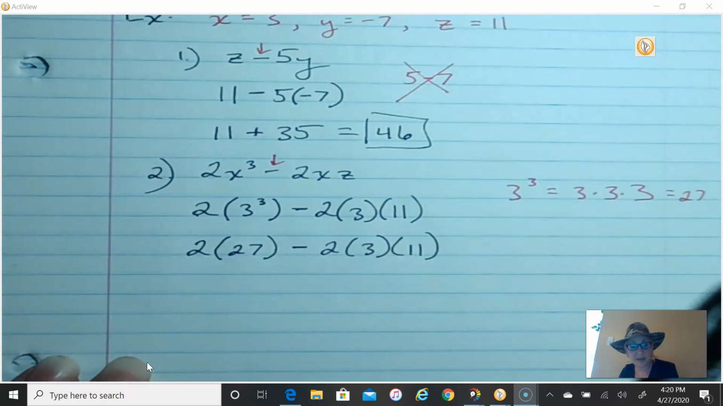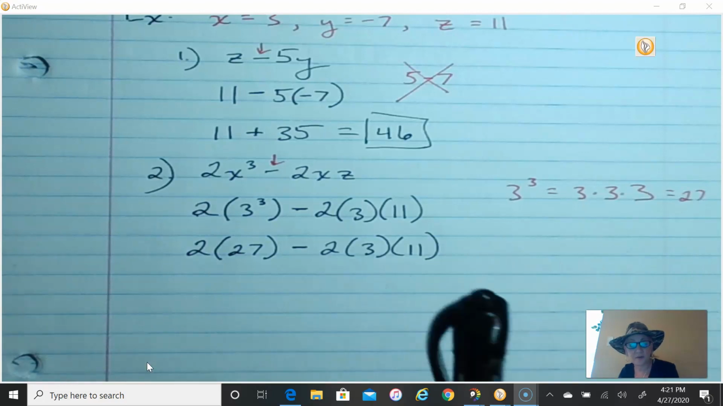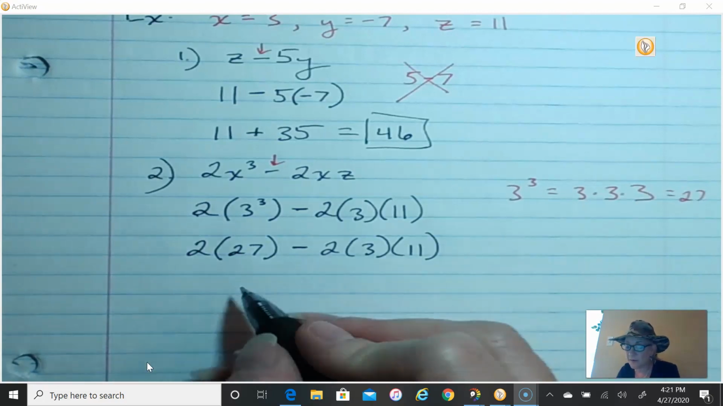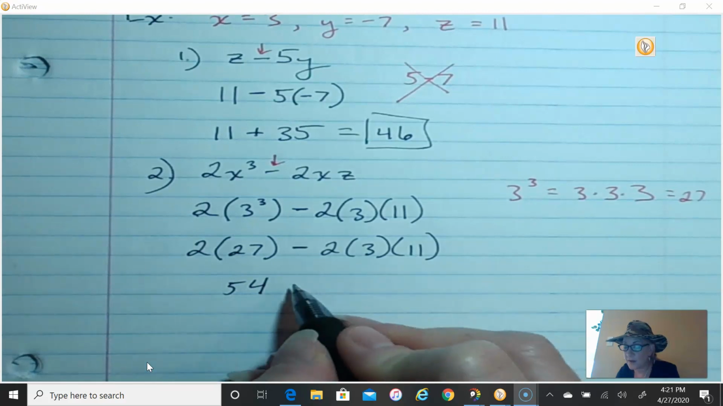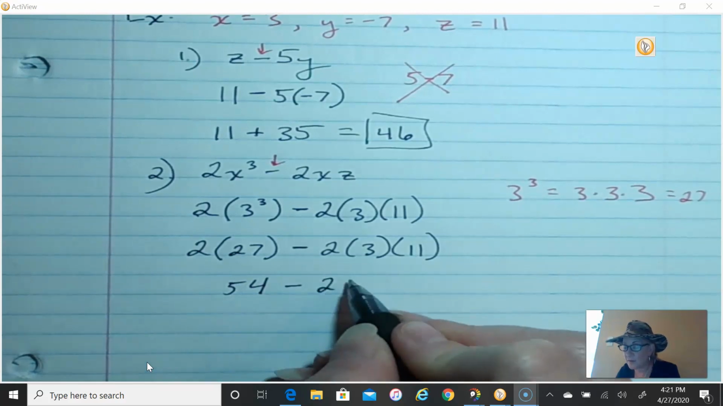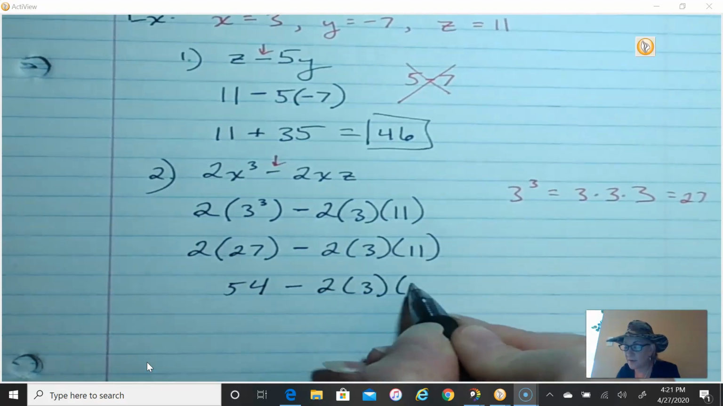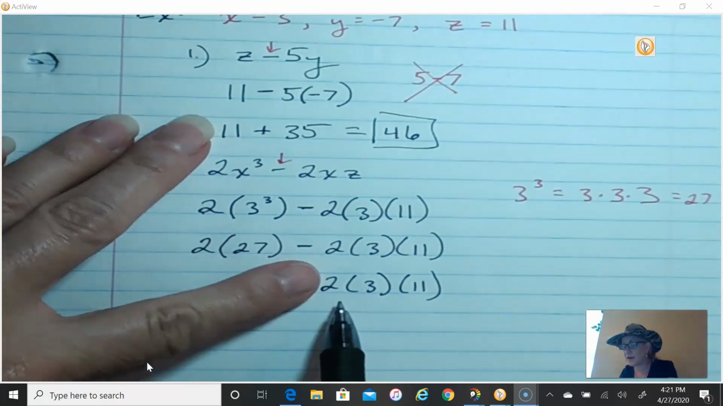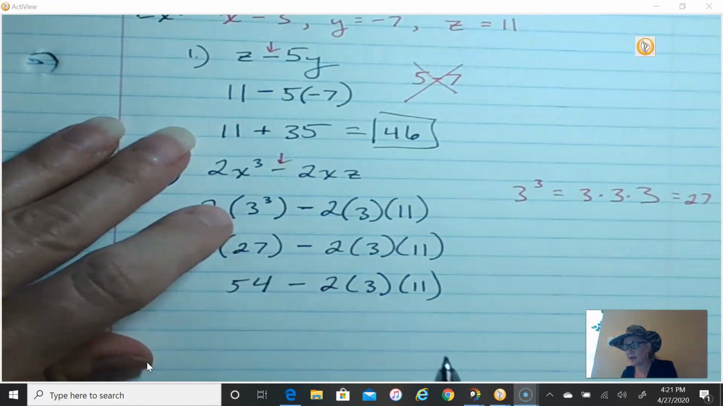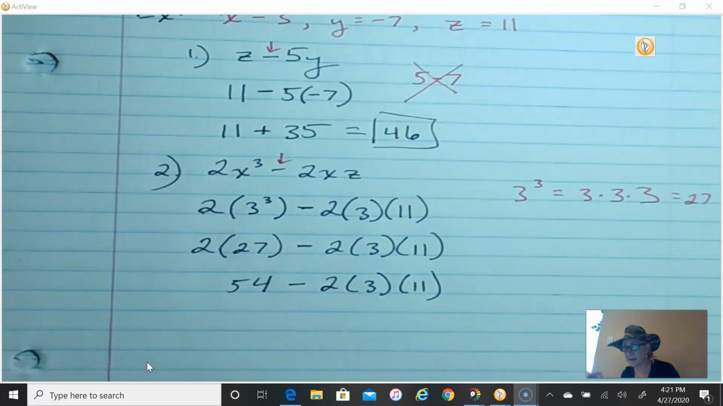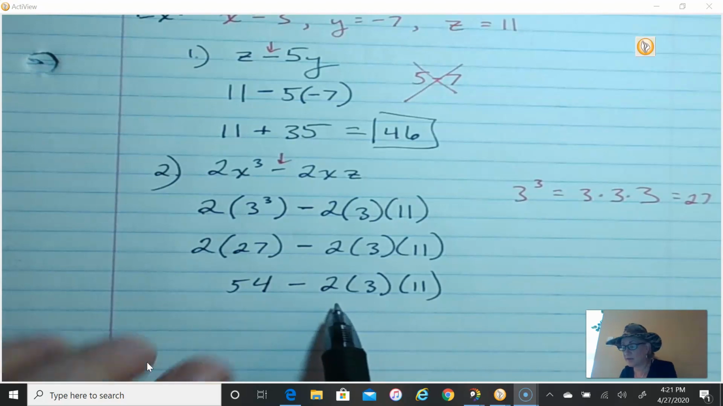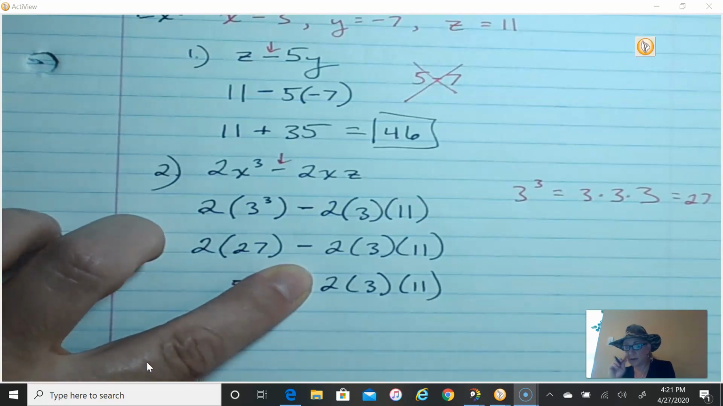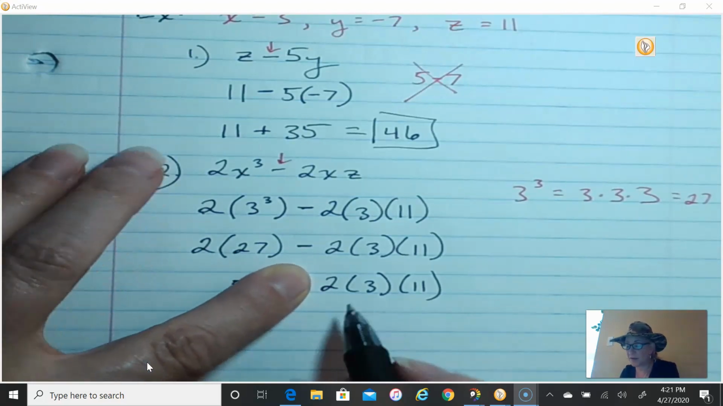Now we can work. We do multiplication first, and work left to right. 2 times 27 is 54, minus 2 times 3 times 11. Okay, now I'm going to work right here. Now, you can do it in 2 ways. You can sit there and say minus 2, negative 2, or you can just do it like this if you want. I'm going to do it like this.